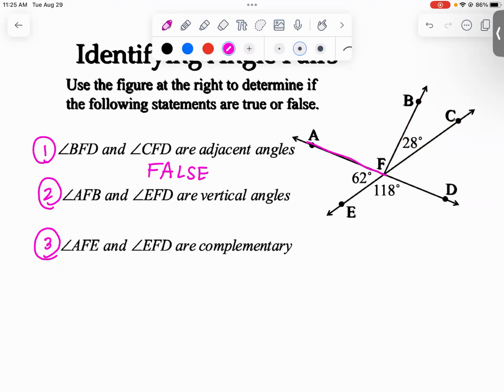AFB and EFD are vertical angles. Is it supplementary with FB? Well, we need opposite rays. We would need this guy right here instead of FB. Okay?